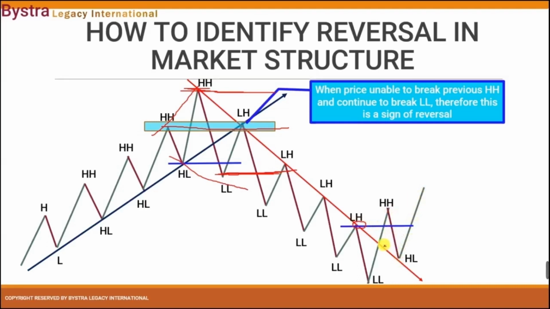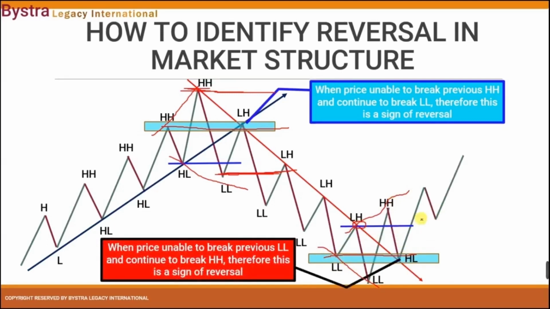As we can see here, price has created a new higher low, and at the same time this is a QM. Okay, QM, we have the over and under, left shoulder. At the same time we have this lower low, higher high. Price comes back to test this left shoulder and continues on an uptrend. So when the price is unable to break the previous lower low and continues to break this higher high, therefore this is the sign of reversal.